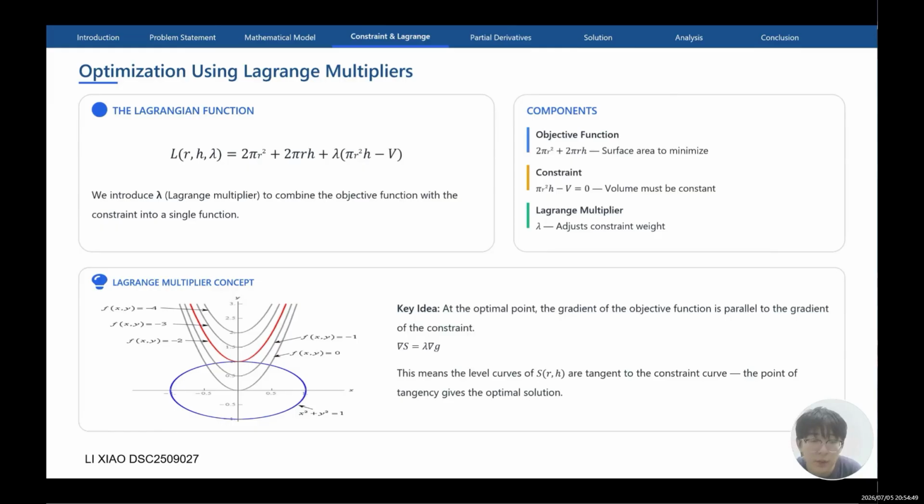The key idea of the Lagrange multiplier concept is geometric. At the optimal point, the gradient of the objective function is parallel to the gradient of the constraint. As the graph illustrates, this means the level curves of S are tangent to the constraint curve. The point of tangency gives the optimal solution. Mathematically, this is expressed as this one.